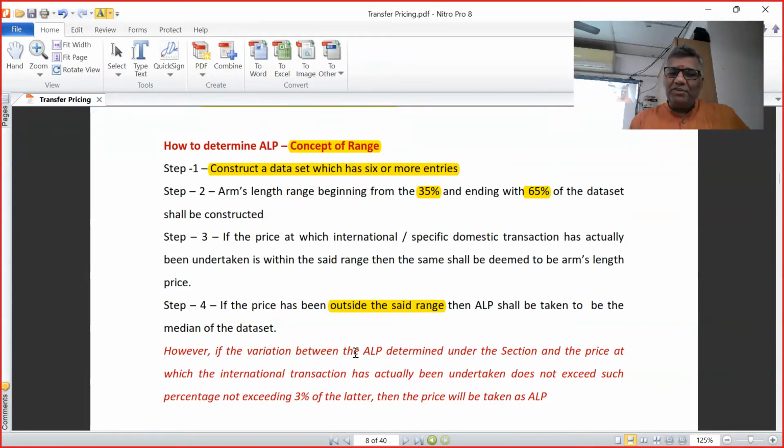However, if the variation between the ALP determined under this method and the price at which the international transaction has been undertaken does not exceed 3%, then accept the price itself. In law, we call it tolerance. Do you know tolerance? Have you studied tolerance?